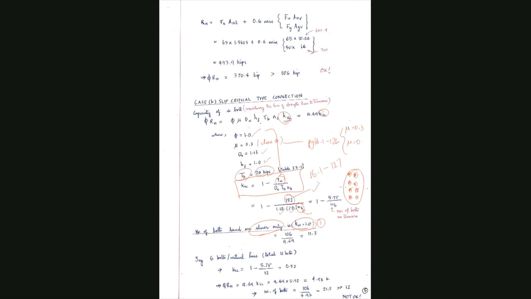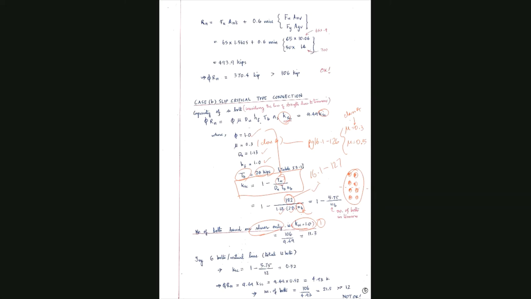Okay, so mu depends upon the type of the surface that is subject to slip critical type of connection. If the surface is called class A surface, the code describes an explanation for class A. What does class A mean? For example, class A means unpainted clean mill scale steel surfaces or surfaces with class A coatings of blast clean sand or hot dipped blast clean steel or hot dipped galvanized and roughened surfaces.